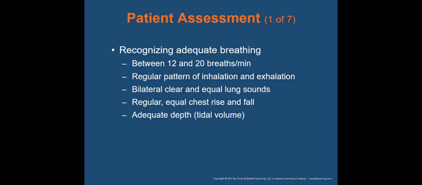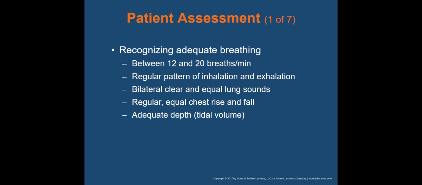In patient assessment, it's important to recognize adequate breathing. Unless you're directly assessing a patient's airway, you should not be able to see or hear the patient breathe. Signs of normal breathing for adults: 12 to 20 breaths per minute, regular pattern of inhalation and exhalation, bilateral, clear, and equal lung sounds, regular, equal chest rise and fall, and adequate depth, aka tidal volume. Whenever we do our assessment, we are looking to see that all of these components are normal. When they are not normal, we are looking for what is abnormal.